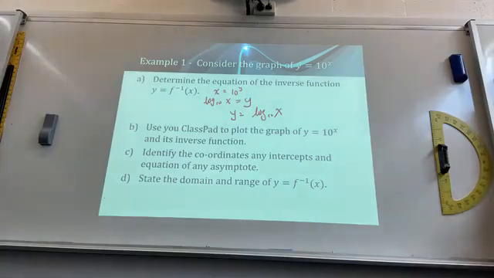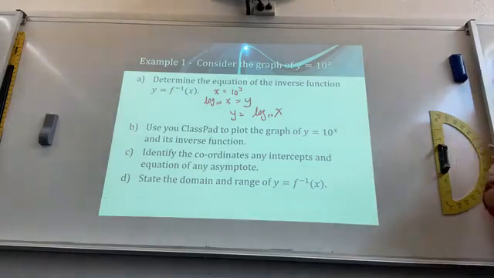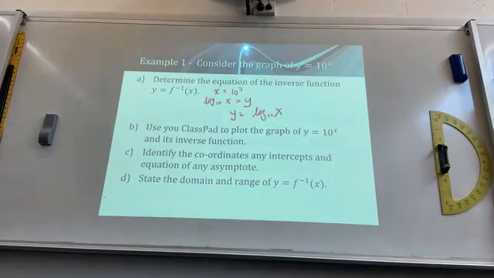Can you now use your ClassPad to plot the graph of y equals 10 to the power of x? You need to identify the coordinates and its inverse function. So identify the coordinates of any intercepts and equation of any asymptote. And then state the domain and range of y, the inverse function, which is y equals log 10 of x. Let's do that first. Use your ClassPad to plot the graph. I need you to be able to use your ClassPad.